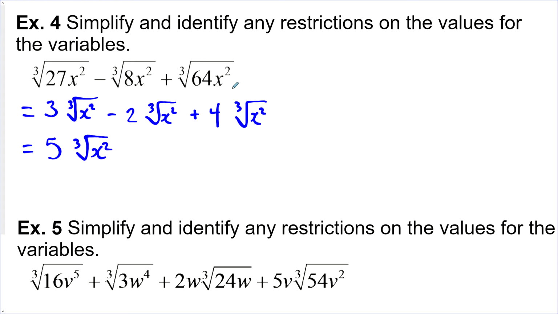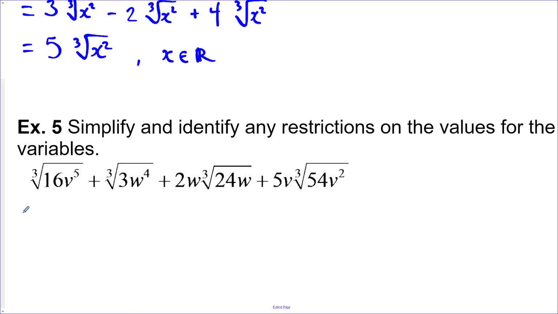Identify any restrictions. Well, this time we look at x and it's under the radical sign, but we're taking the cubed root. So we can take the cubed root of any number and get a real answer. And so there's no restrictions. So we can just write that x can be any real number here because it's under a cubed root.